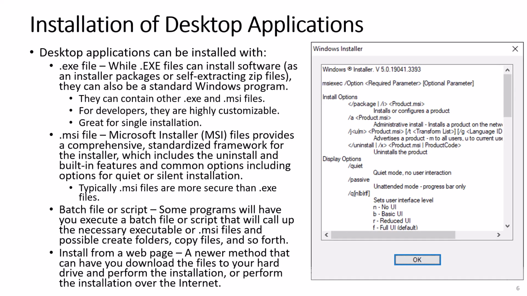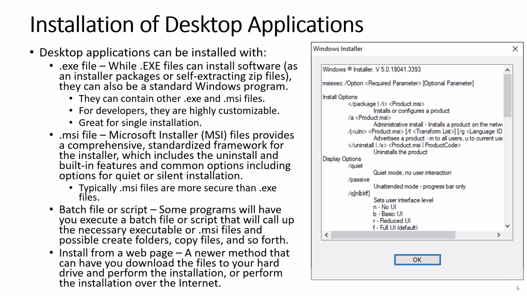Desktop applications can be installed with one of the following: a .exe file. While .exe files can install software as an installer package or self-extracting zip files, they can also be a standard Windows program. They can contain other .exe and .msi files. Developers like them because they're highly customizable and are great for a single installation.